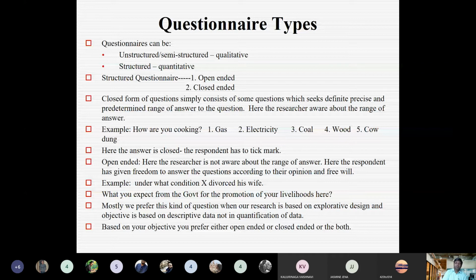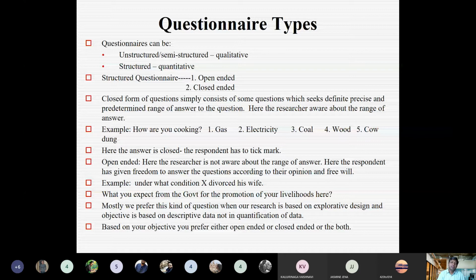And suppose there are different policies being introduced by the government. I ask what difficulties you are facing. Have you received the Indira Awas? Have you received the job card? Do you have a BPL card? Do you have a food security card and all? What kind of problems are you facing and all? These are the aspects. I can mention them in an unstructured way or in a semi-structured way, whichever I can ask to the people.